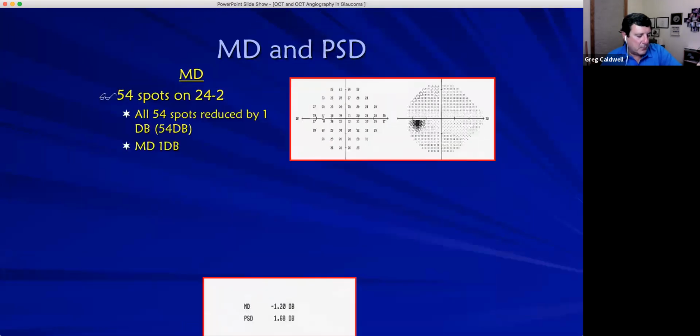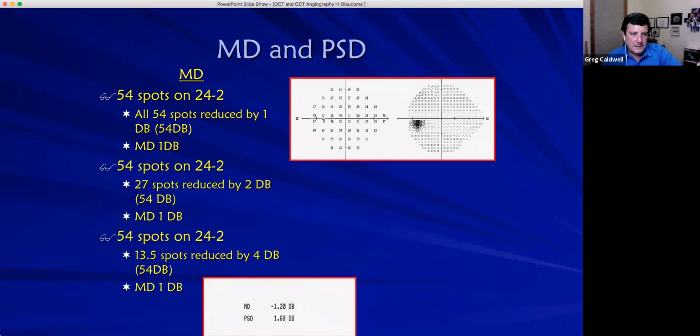People wanted questions answered on what mean deviation and pattern standard deviation are. So what does mean deviation mean? Well, mean deviation just tells you how deep the defect is. One day I counted, there's 54 points, and here's a real quick analysis. If all 54 points were decreased by 1 decibel, 54 times 1 is 54, divided by 54 is 1 decibel. But if half of them were decreased by 2, but the other half were normal, still 27 times 2 is 54. All of these scenarios are going to give us a mean deviation of 1.